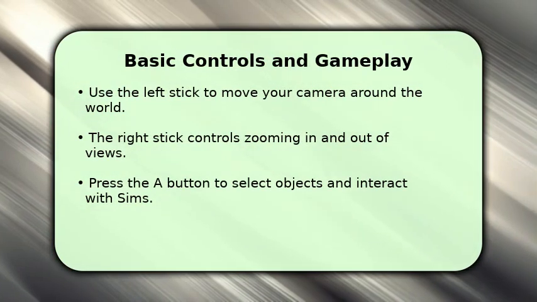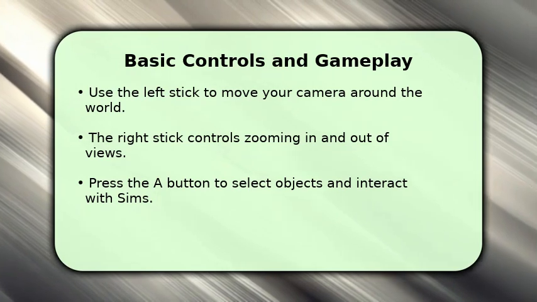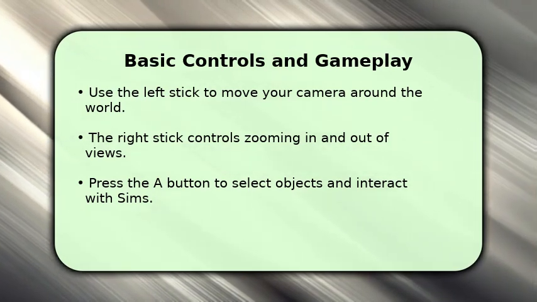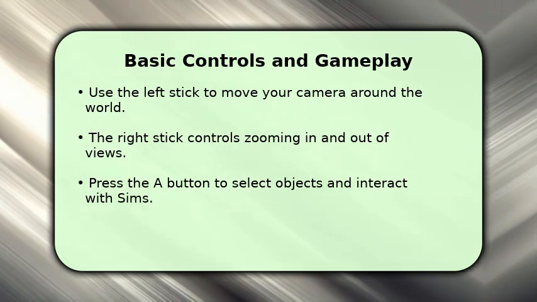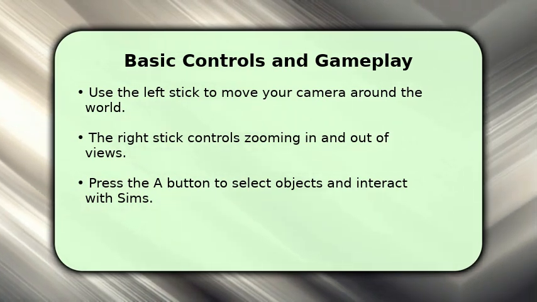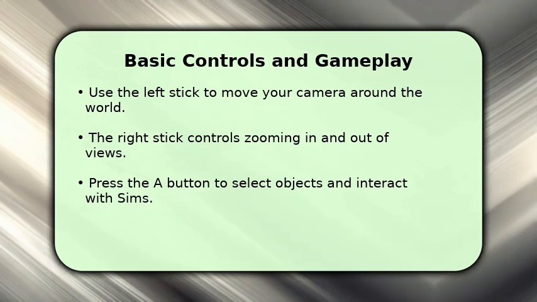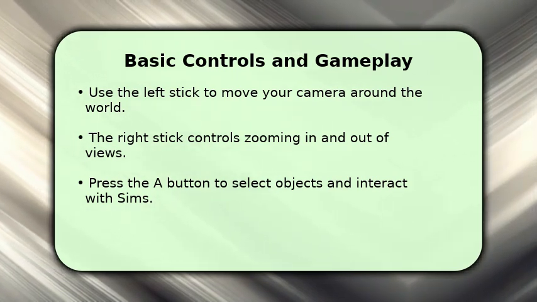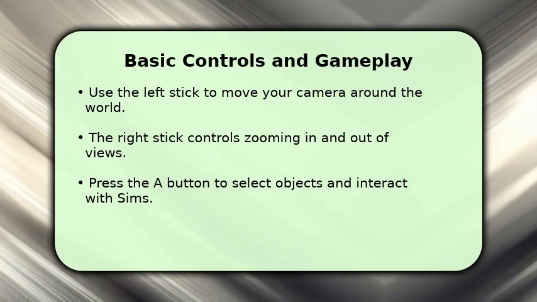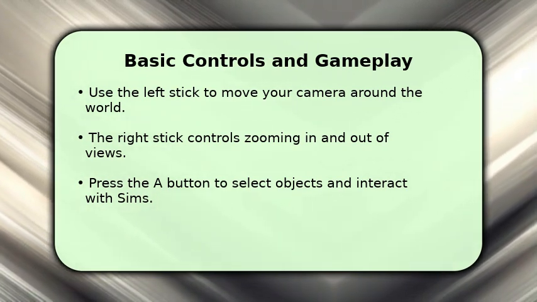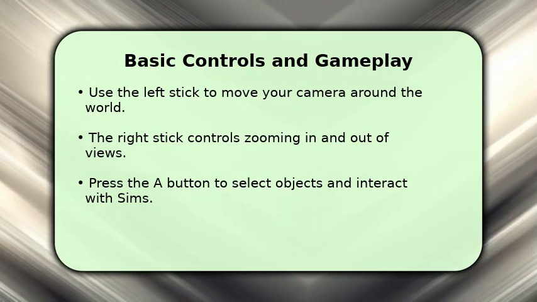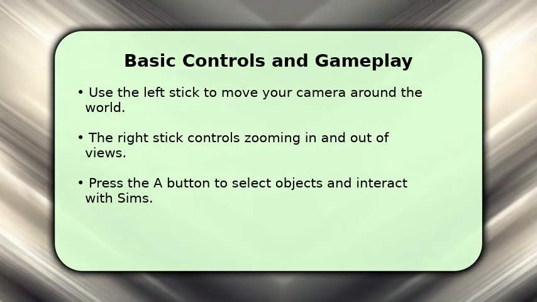Playing The Sims 4 on Xbox uses a straightforward controller layout. You will use the left stick to move your camera around the vibrant world, while the right stick allows you to zoom in and out, giving you different perspectives. The A button is your primary interaction tool for selecting objects and engaging with your Sims. To cancel an action or close a menu, simply press the B button. It is quite intuitive once you get started.